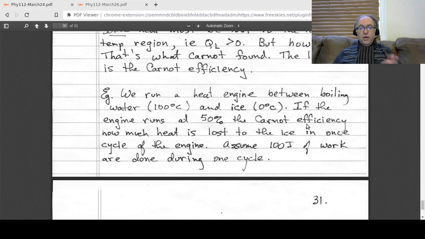Well, we'll calculate it. And so the question I ask is, how much heat is lost to the ice in one cycle of the engine? Assume that in one cycle the engine does 100 joules of work. So just to repeat, the engine's going to do 100 joules of work for every cycle, and I want to know how much heat is going to be lost to that ice during that cycle. This is kind of like heat that we lose. We would love to get work out of it, but we can't because the second law simply limits us. Let's do that.